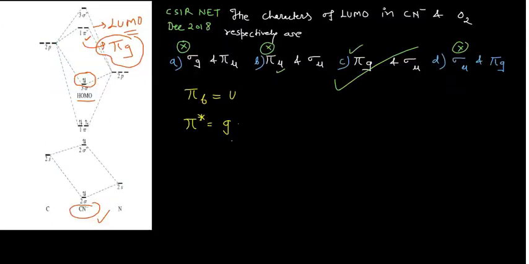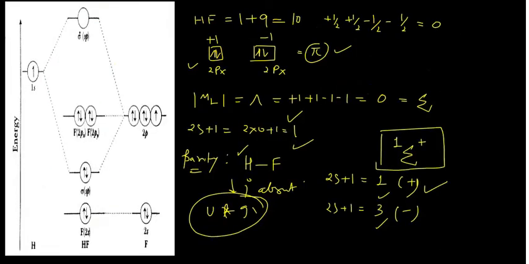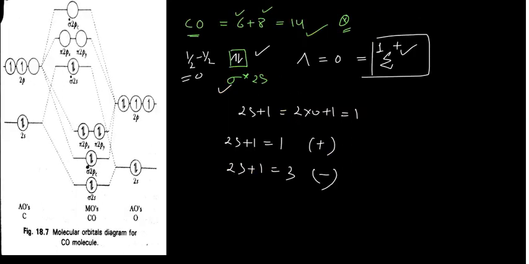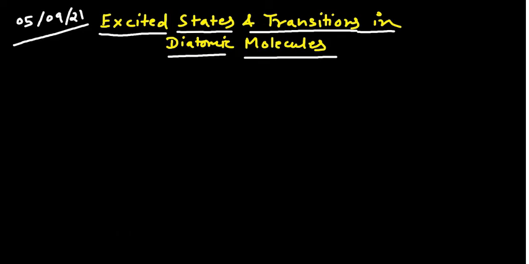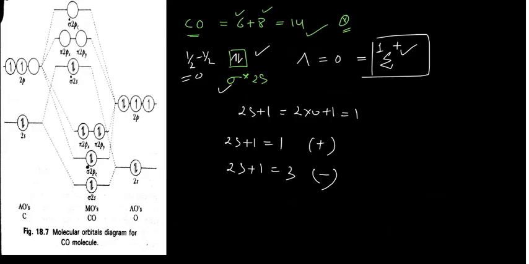This much I discussed in the first lecture, and then in the second lecture I explained heteronuclear diatomic molecules, for which I also calculated the molecular term symbols. This was the case of carbon monoxide, and this was the CSIR NET problem which I discussed. And now in today's class, excited states and the transitions in diatomic molecules. As I already told you, these may have a very large number of excited states. So let us go back to check the excited states of the molecules.